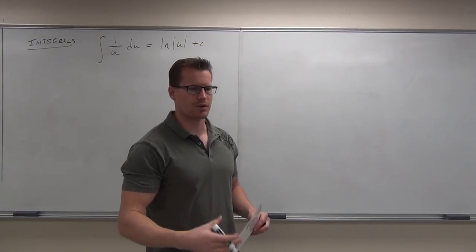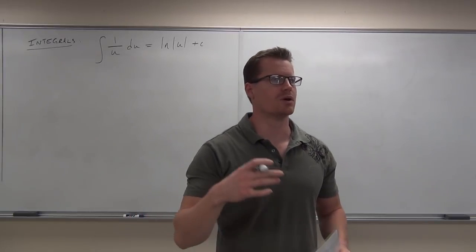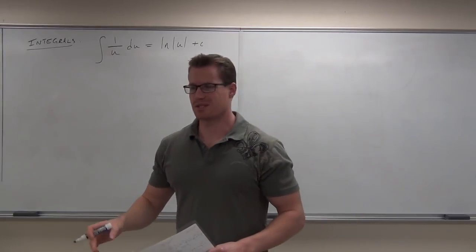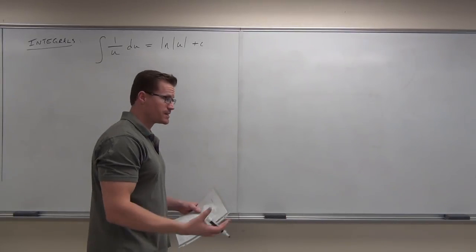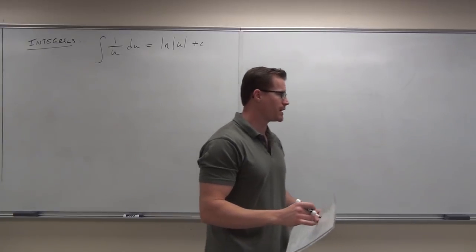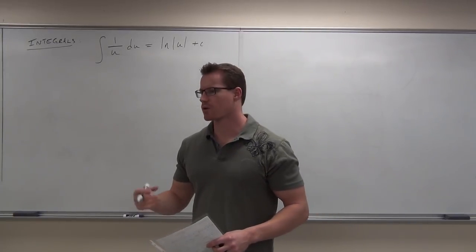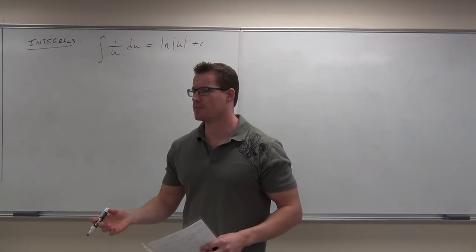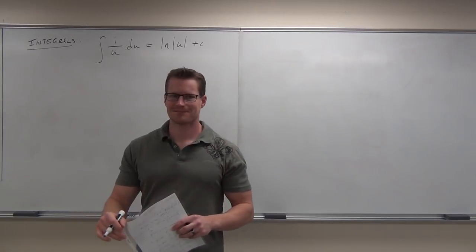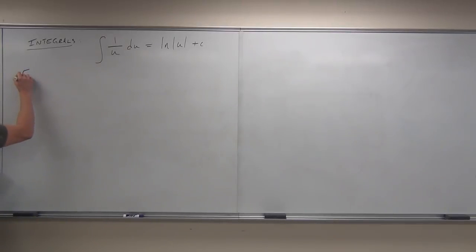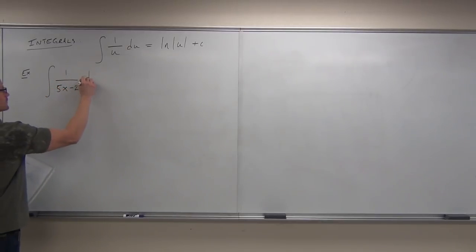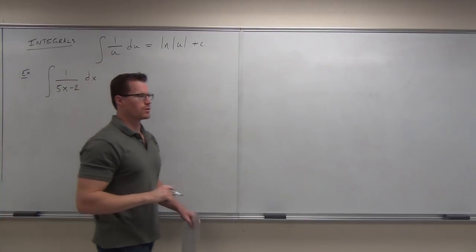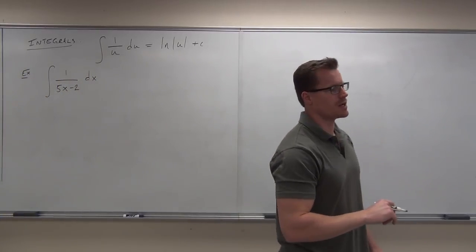Okay, so that's the integral that we're talking about. The integral of 1 over u gives you ln absolute value of u plus c. That's what we're working with today. What I want to do is just practice a few very basic examples with a little bit of substitution for right now, and we'll gradually work our way up to some trig functions and see how that works for us. You guys ready? Yeah. So, first thing. Let's consider the integral of 1 over 5x minus 2 dx.